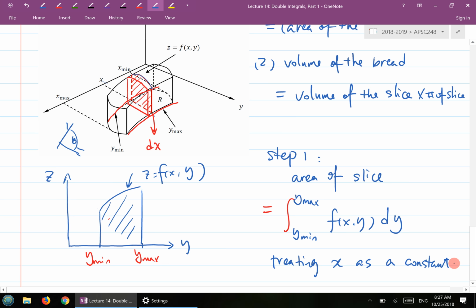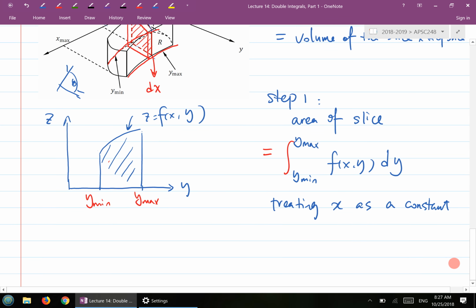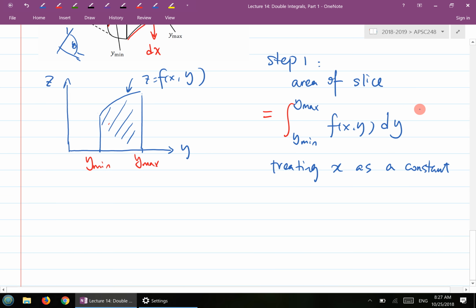And this is where sometimes it'll play some tricks on your mind again. So if you treat this x as constant, then this is a function of a single variable, and this is basically just a single integral here.